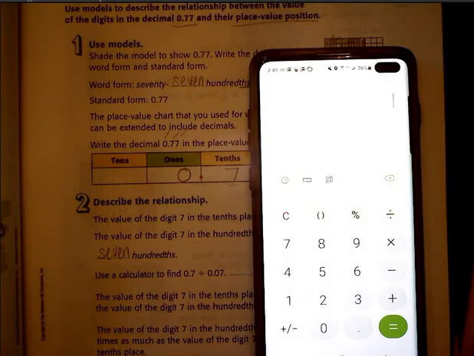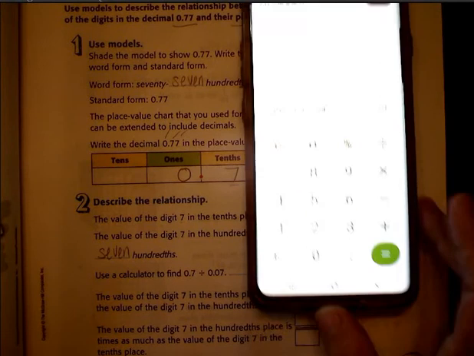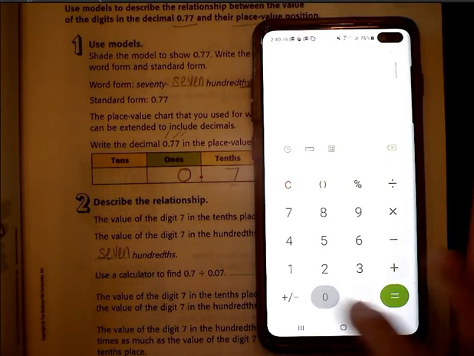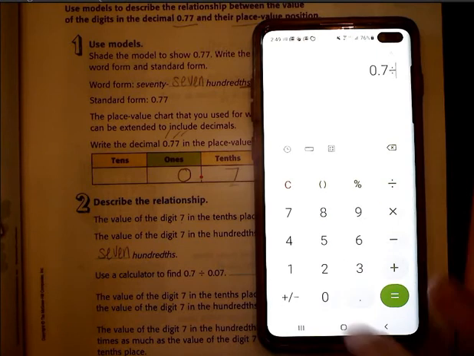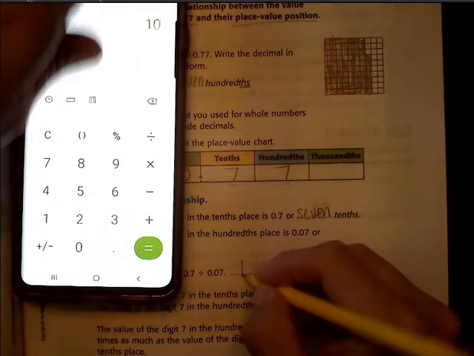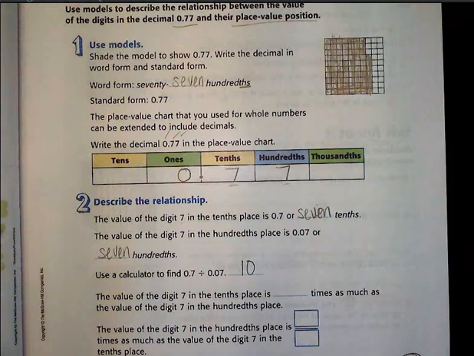So I got my calculator here on my phone, and so it wants us to use a calculator to divide up 0.7 divided by 0.07. And my answer is 10. So you're going to write 10 on there.